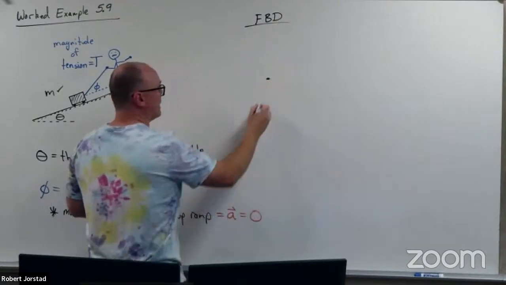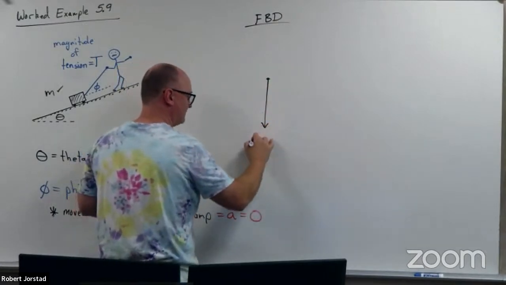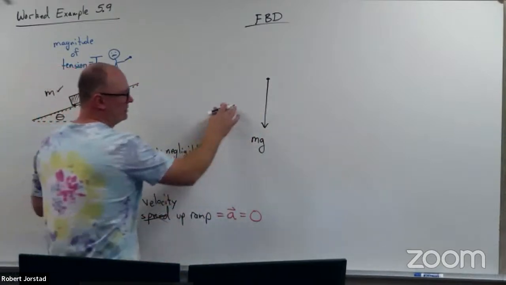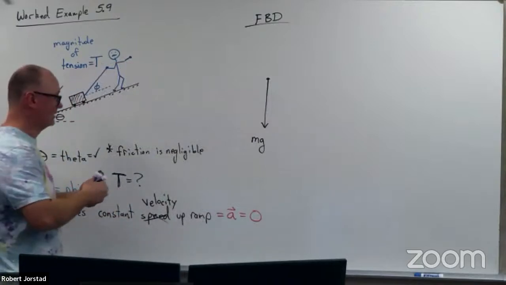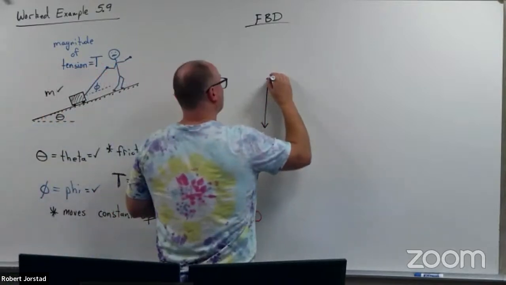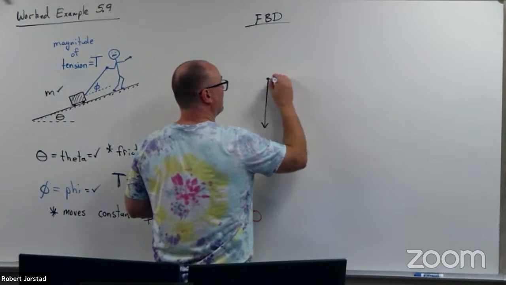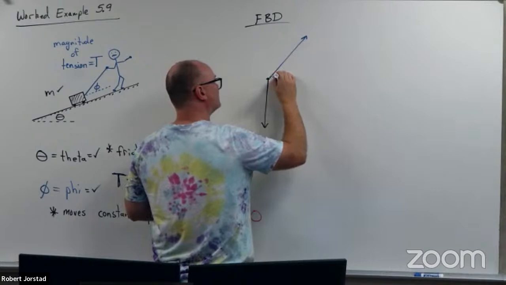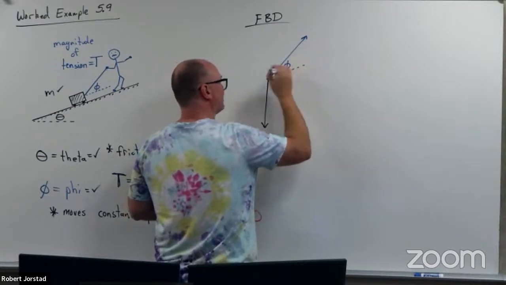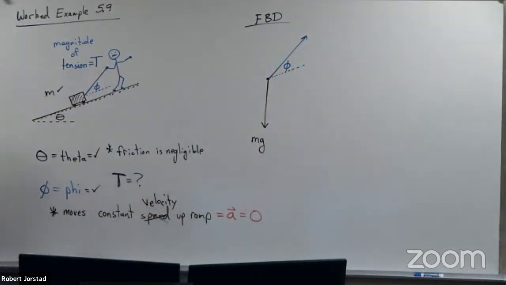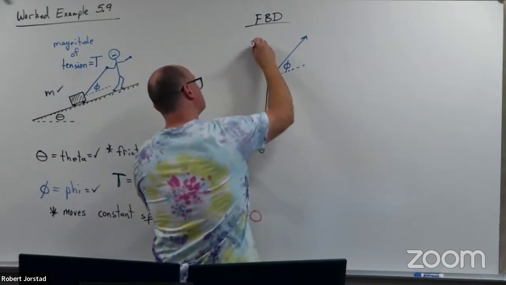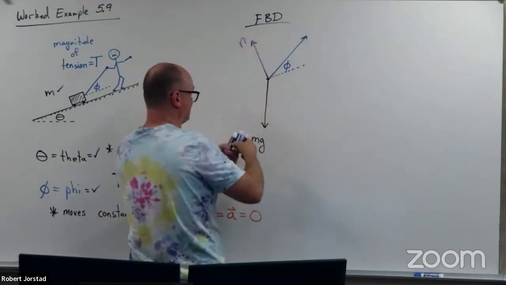We're going to do mg straight down. A lot of times I'll put the force labels at the end of the arrowheads. That way I got room to draw stuff here and here. There's a tension. It's not parallel to the plane. It's off at some other angle, right? This angle is phi. There's a normal force kind of going perpendicular to the plane. These arrows are not to scale.